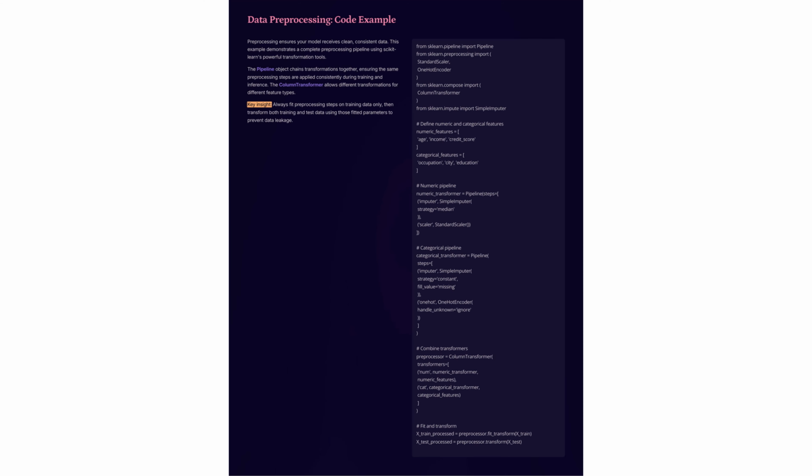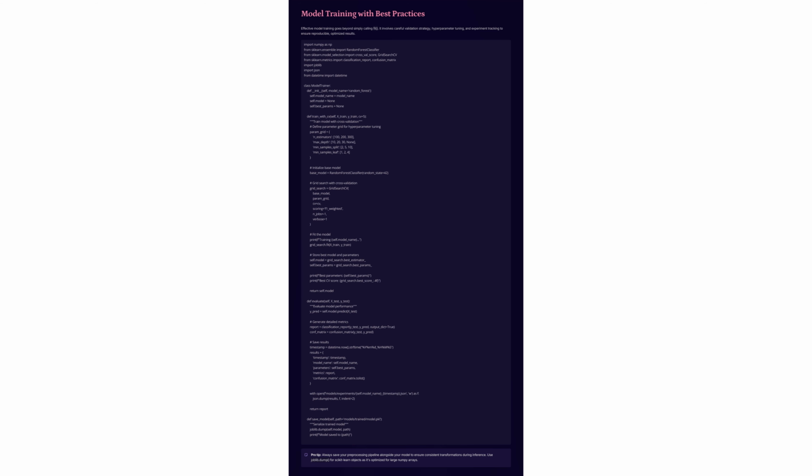Pre-processing is crucial for clean, consistent data input. Use scikit-learn's pipeline to chain transformations, ensuring uniform pre-processing during training and inference. Column transformer applies different transformations to numeric and categorical features. Fit pre-processing steps on training data only to avoid data leakage, then transform both training and test data with these parameters.